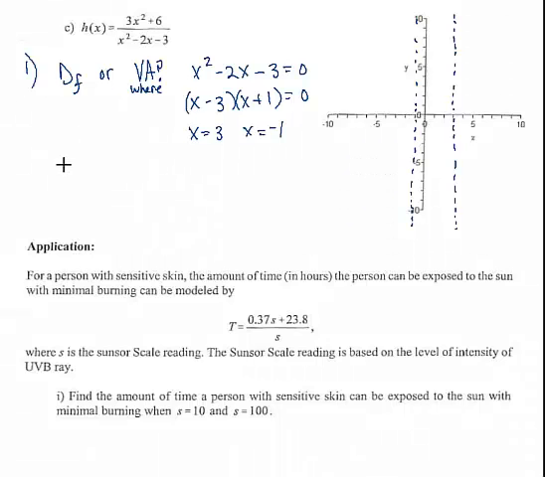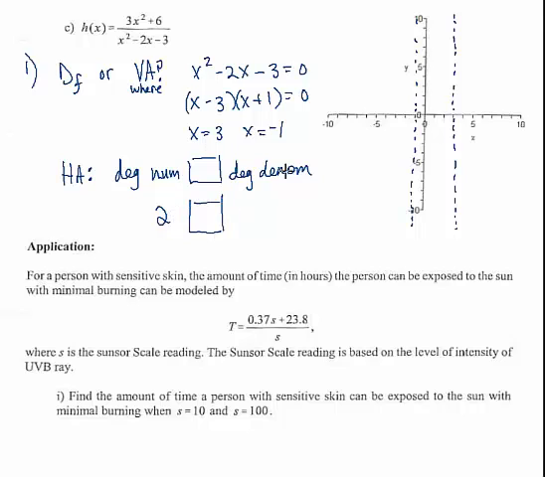The next asymptote, horizontal: we compare the degrees. The degree of the numerator is 3x squared plus 6, so the degree would be 2. What about the denominator? It would also be 2, and so they are equal. That means we need to go with the ratio of the leading coefficients.